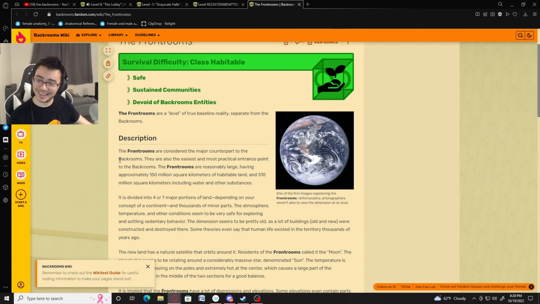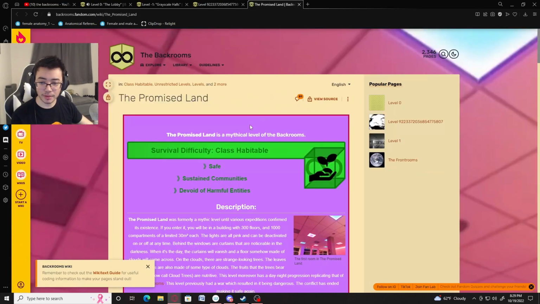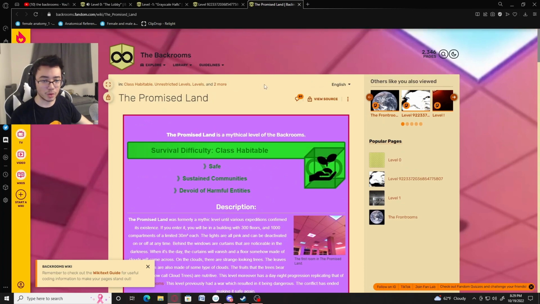It is divided into four or seven major portions of land depending on your... So it is just Earth. It is just Earth. They're literally just describing Earth. The promised land. Is this like heaven? The promised land was formerly... Why is this so different looking?